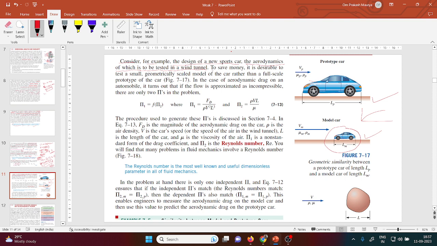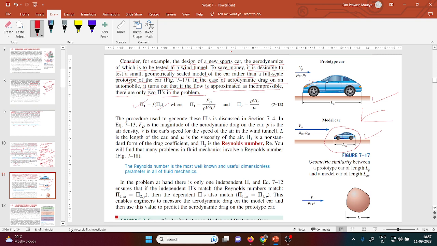To save money, it is desirable to test a small, geometrically scaled model of the car rather than the full-scale prototype of the car. What I was telling is written here simply. In the case of aerodynamic drag on an automobile, it turns out that if the flow is approximated as incompressible, there are only two pi's in the problem. Which pi? One is the dependent and another one is the independent.